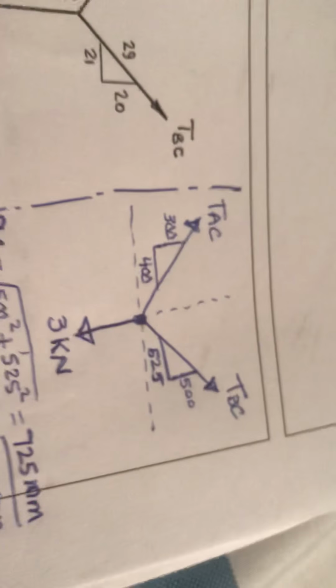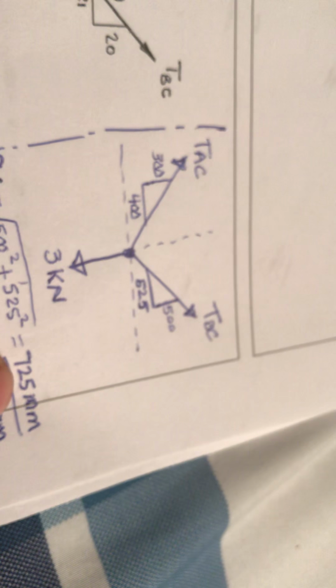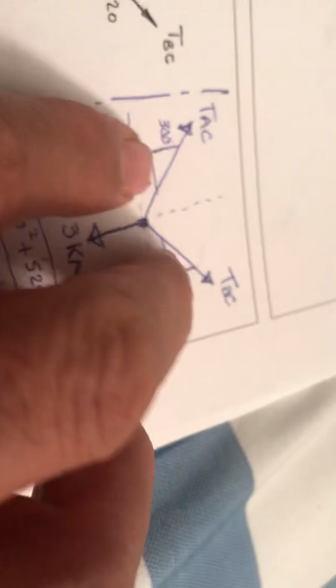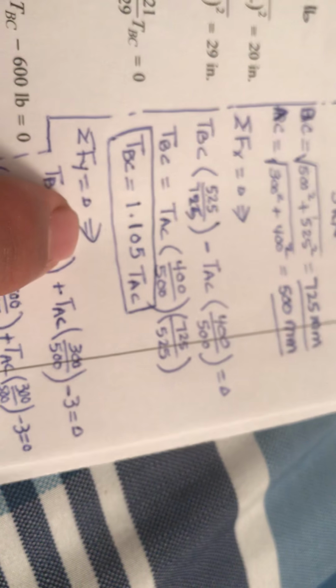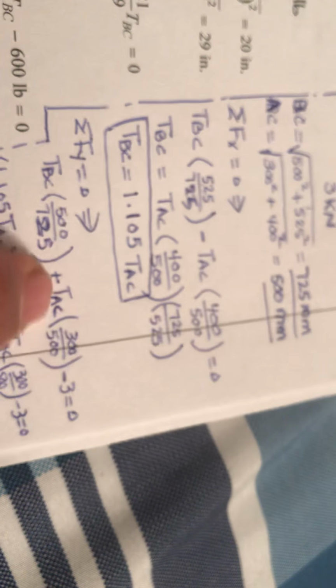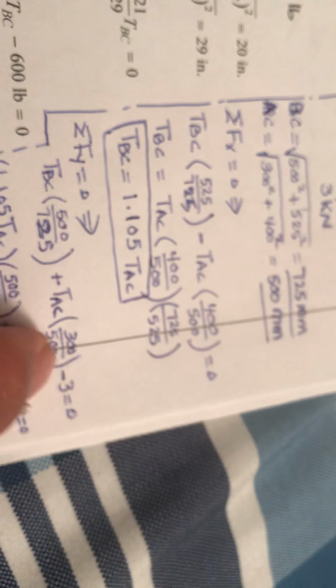Now we go and find summation of forces at Y equal to 0. You'll have these two cables in the positive Y. So TBC 500 over 725 plus TAC 300 over 500, this is in the positive, minus 3 kilonewton. So you do it like this: TBC 500 over 725 plus TAC 300 over 500 minus 3 equal to 0.